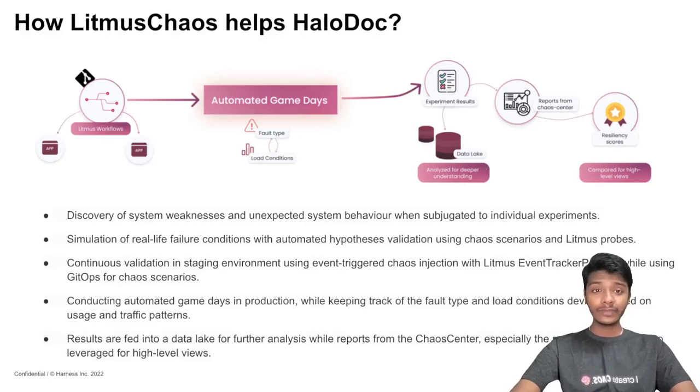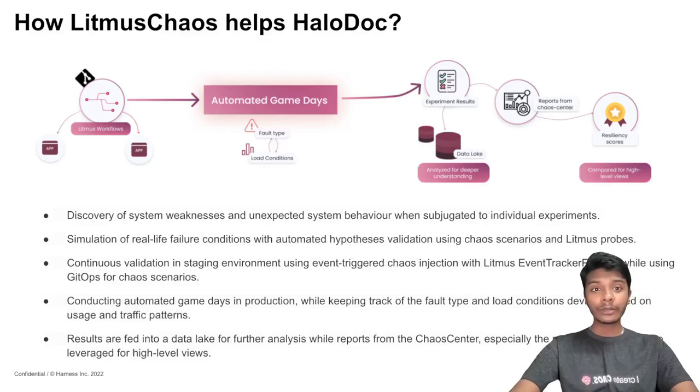Today, these chaos workflows are stored in a dedicated Git repository, are mapped to respective application services via a subscription mechanism, and are triggered upon app upgrade via the Litmus Event Tracker service residing within the staging cluster. While the chaos experiments on staging are used as a gating mechanism for deployment into production, the team at Halodoc believes firmly in the merits of testing in production.